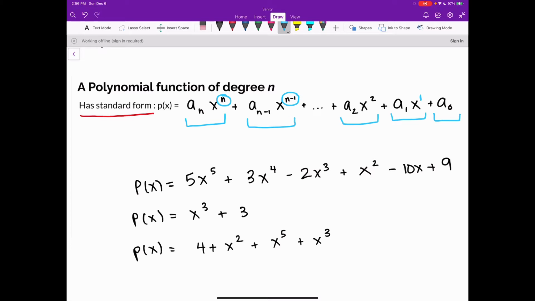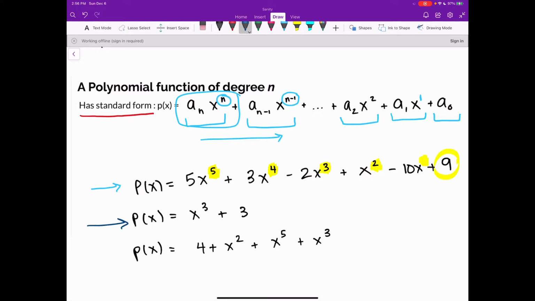So that's just what it means to be in standard form, is that all of your terms are organized in descending order, so you have the highest degree term at the front. So you can easily tell what the degree of your polynomial is. For example, let's look at that first one. This is a degree 5 polynomial, and I see that all of the other terms are organized in descending order, all the way to the 1st degree term, and then that constant at the end.